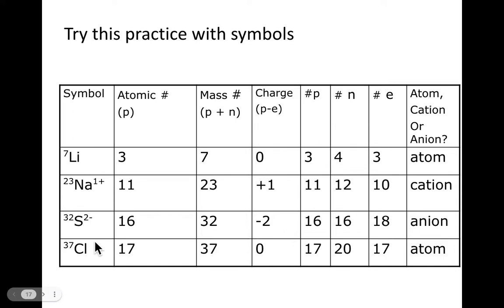And then this one did not have any charge, so we know protons equal electrons. Its symbol has a 37 in the mass number, so that means 17 plus 20 gives you 37 and no charge. So that is your lesson on atomic anatomy.